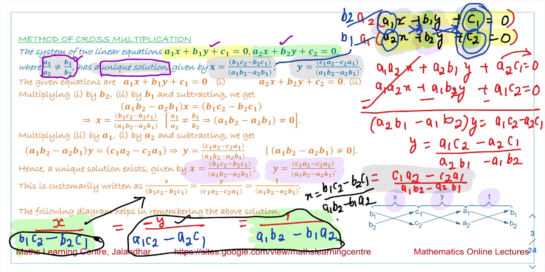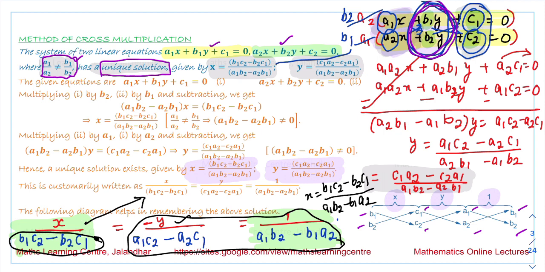Then leave these first terms over here and start from this second term, that is, with the coefficient of y. We will start from these coefficients of y, and we have written b1 b2. Next we have written the constant term c1 c2. Next we have written the term a1 a2. Next we have written the term b1 b2.